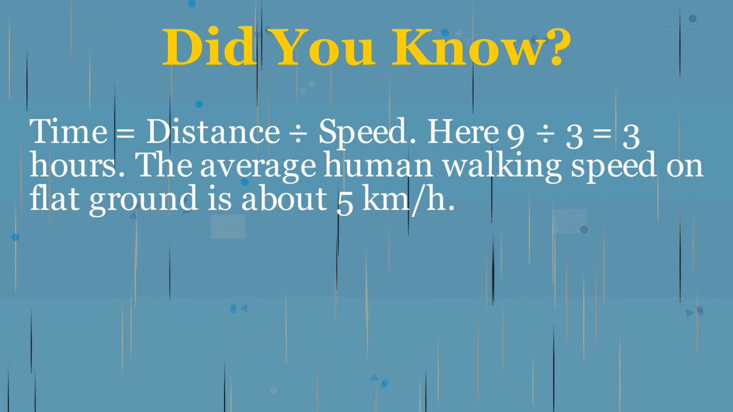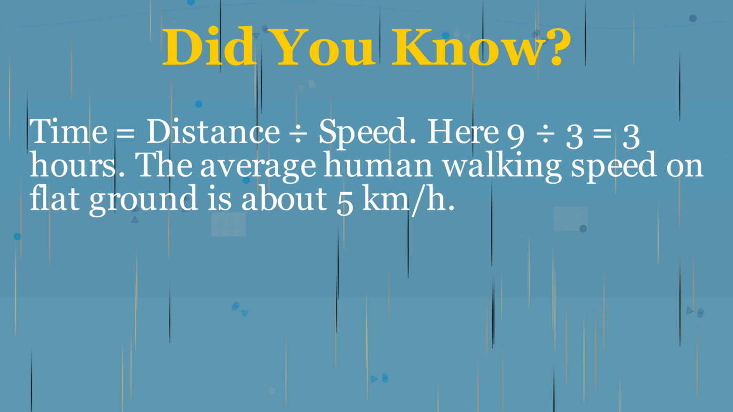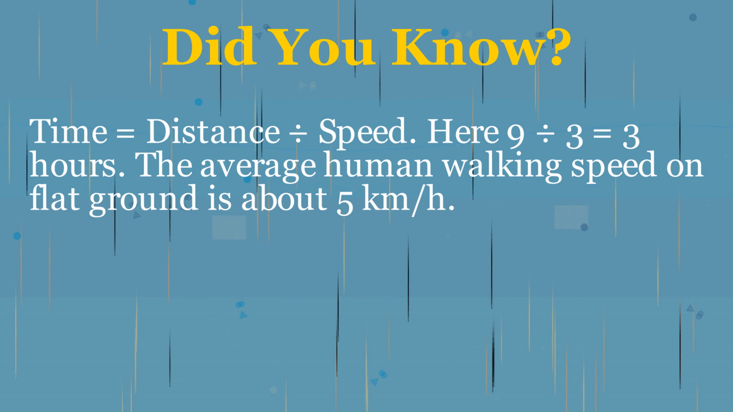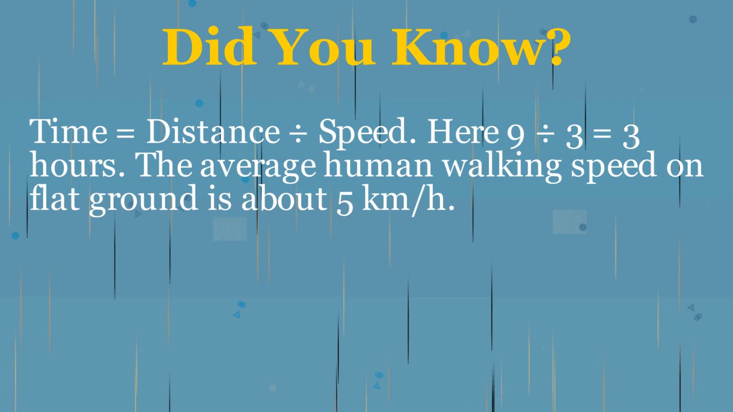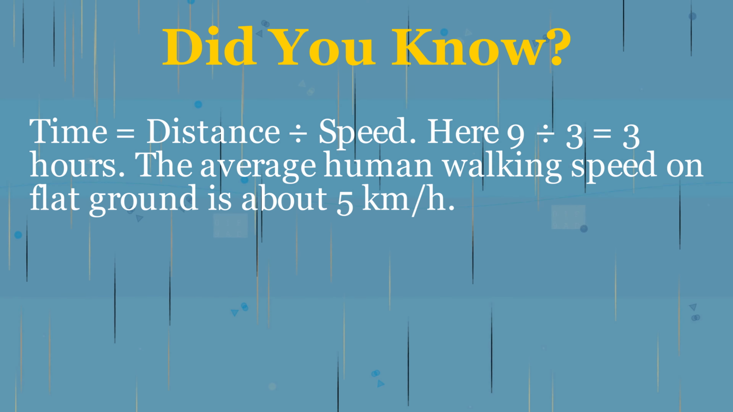Surprising trivia, time equals distance divided by speed. Here 9 divided by 3 equals 3 hours. The average human walking speed on flat ground is about 5 kilometers per hour.